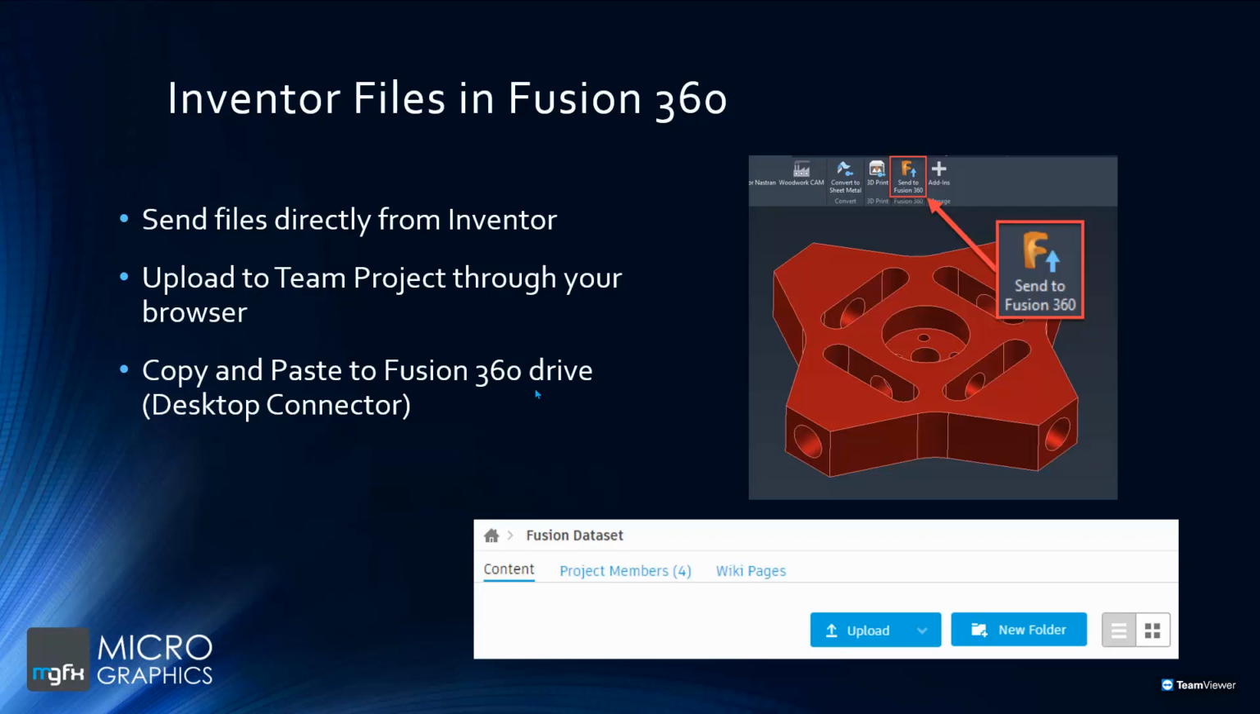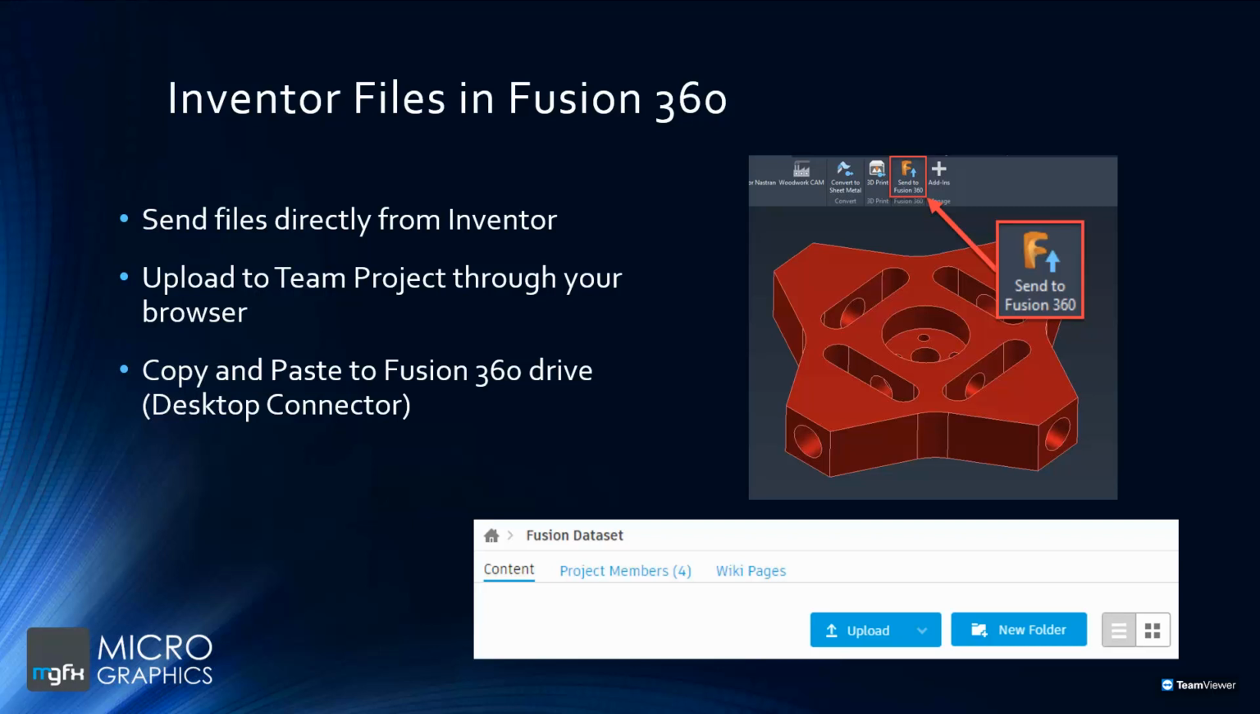We can send the files directly from Inventor. Inventor 2022 has a built-in Send to Fusion 360 button, which will send your design to your Fusion 360 drive. And as I said, for your Fusion 360 drive, you do need to have the desktop connector installed to enable this. Basically, all of these workflows require the desktop connector unless you are working through your web browser. So we have three ways. We can send to Fusion 360 from directly inside of Inventor.